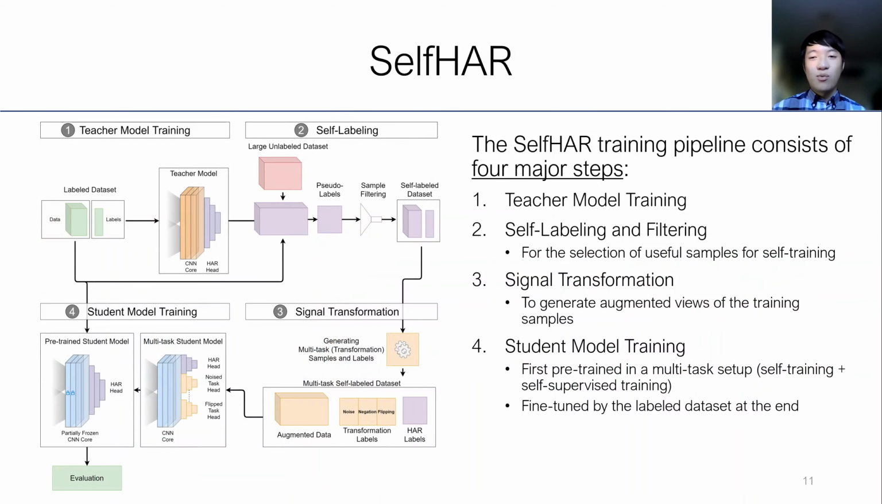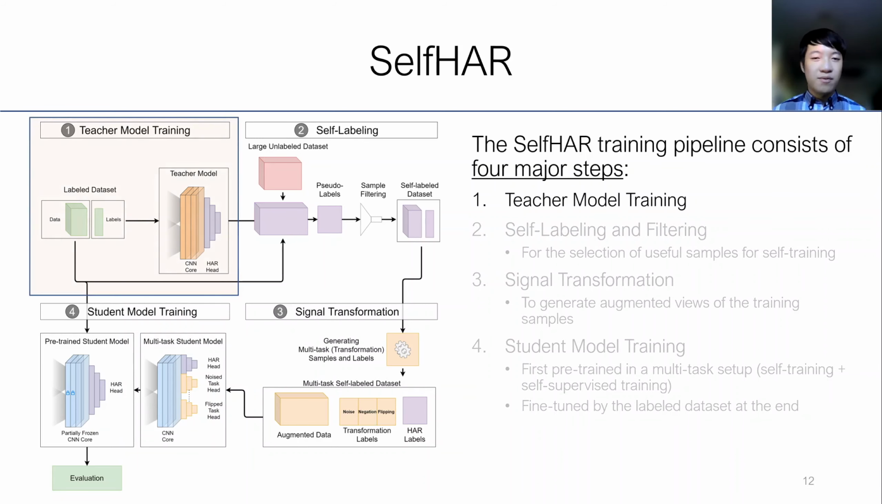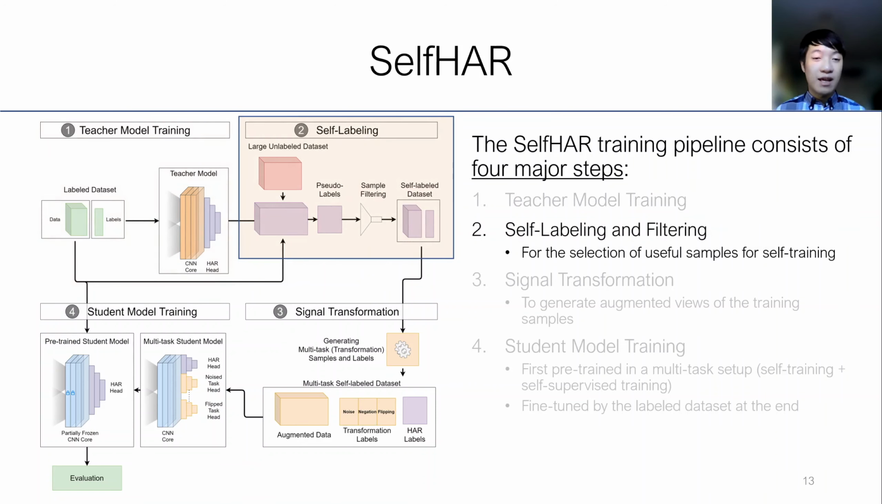So in SelfHAR, we combine the elements of these two methods to form a stronger method. And the pipeline consists of 4 major steps. First of all, we train the teacher model using fully supervised training on the labeled dataset, similar to what we do in teacher-student self-training. And then we perform self-labeling and filtering on the data. So in this stage, we run the unlabeled dataset through the teacher model to obtain the pseudo labels, and then we select the most useful samples to form the self-labeled dataset.